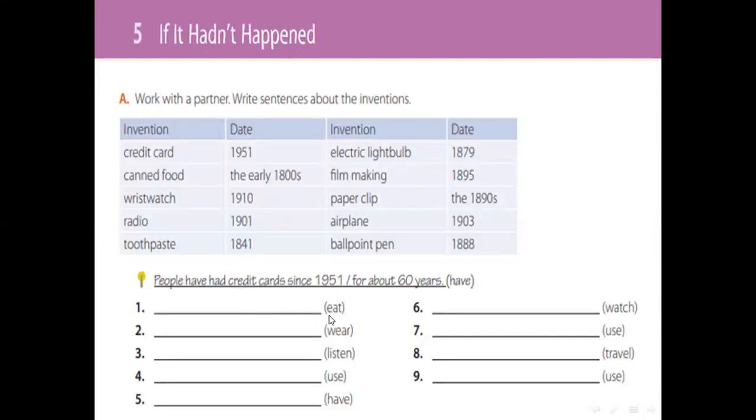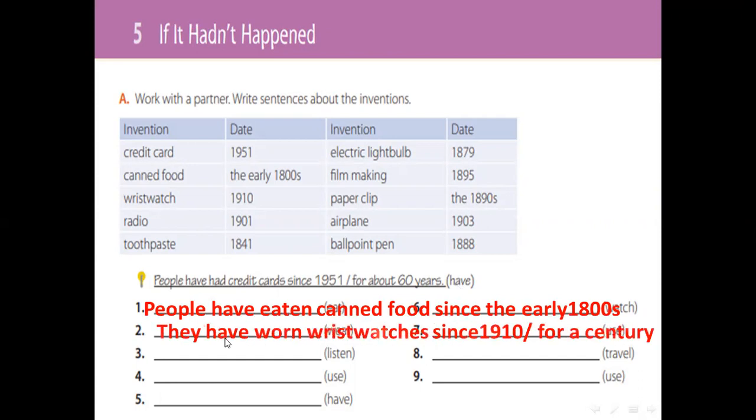Number 1, eat. People have eaten canned food since the early 1800s. So here we use present perfect, have plus past participle because of the time expression since. Number 2, they have worn wristwatches since 1910 or for a century.